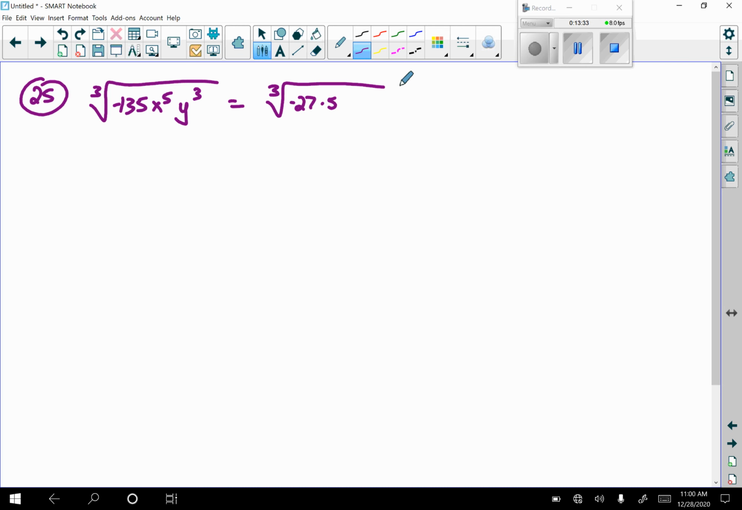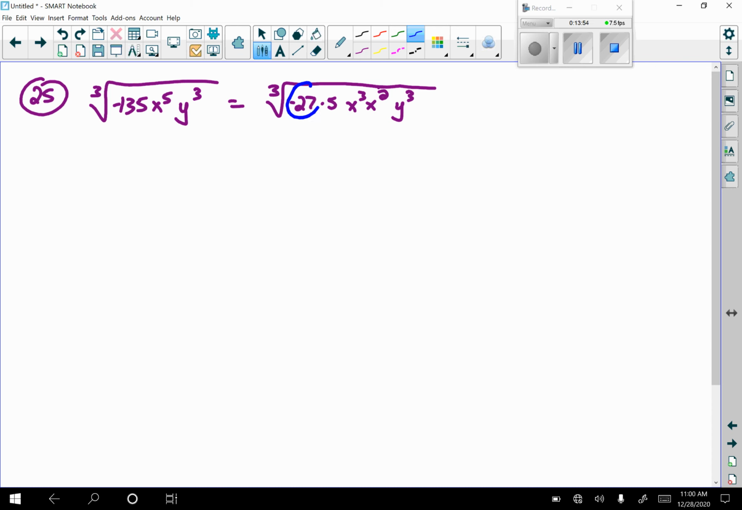Negative 27 times 5. How do you think we should factor x to the 5th? I want to get the closest number to 5 that's less than it and divides by 3. So that's going to be an x cubed times x squared. And then y cubed is perfect because it already has the 3. So I'm going to have a y cubed here.